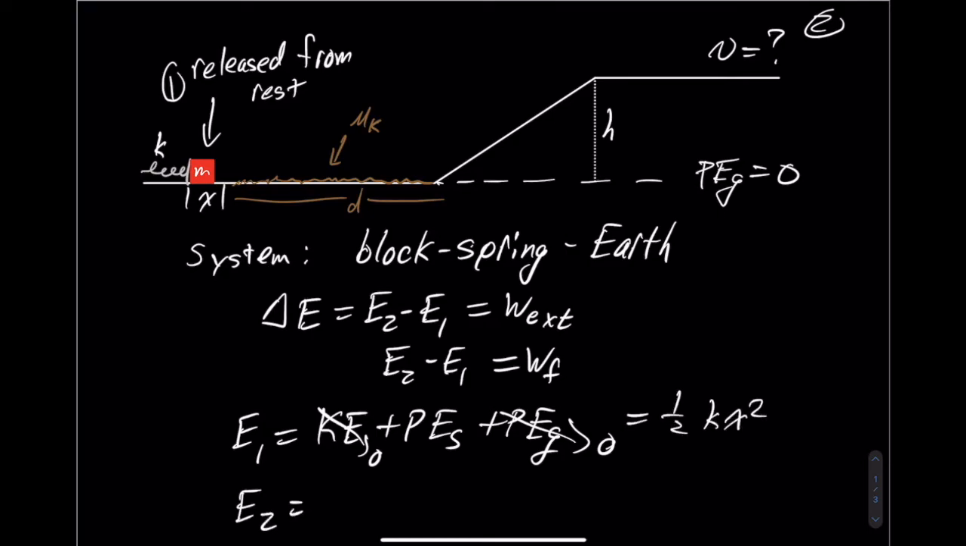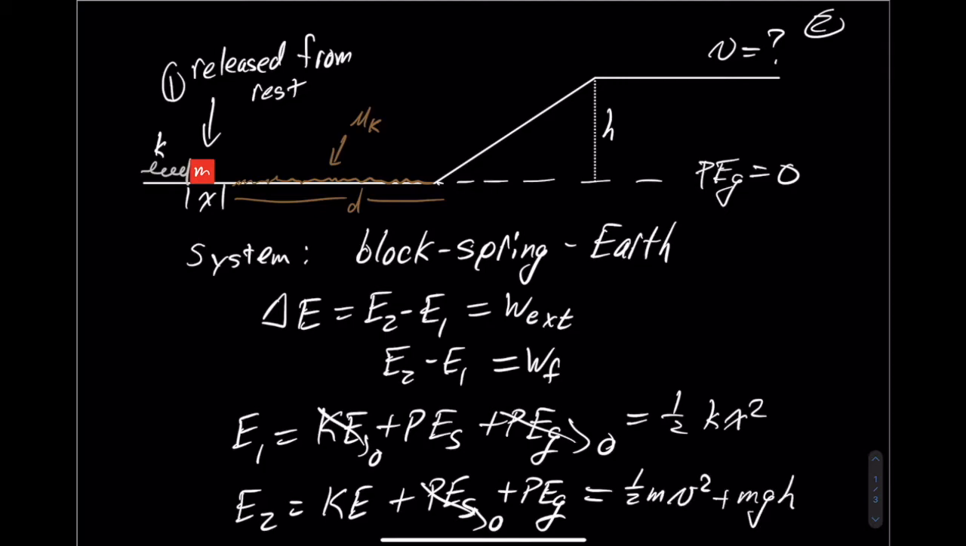And then at point 2, we could have kinetic energy, we could have potential energy from the spring, and we could have potential energy due to gravity. But in this case, the spring is no longer involved, so that goes away. So we're going to have kinetic energy, which is 1/2 mv squared, and we're going to have potential energy due to gravity, which is mgh.